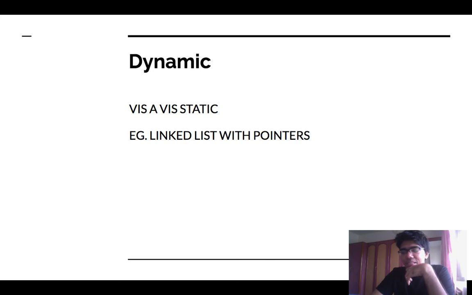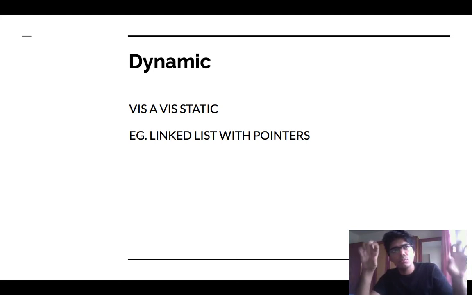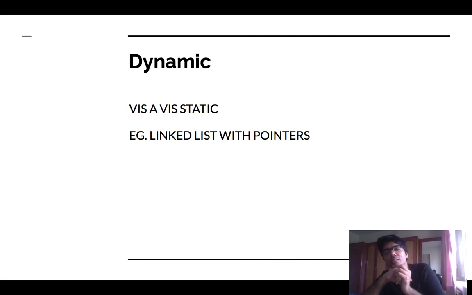A dynamic data type is again, suppose you're making a linked list, which is basically a list of linked boxes, so to say. Then you basically use pointers, and then you can allocate more memory as you run out of memory, and that is a linked list with pointers.